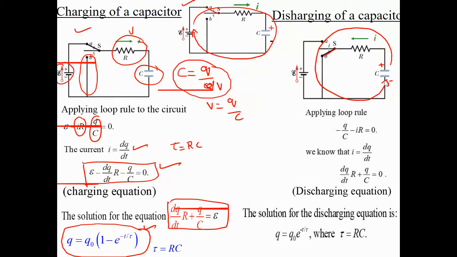Even if you change the direction of the current, your equation will be the same. You only have to multiply by the negative sign, and then your final equation will be the same as the previous one. Clear?